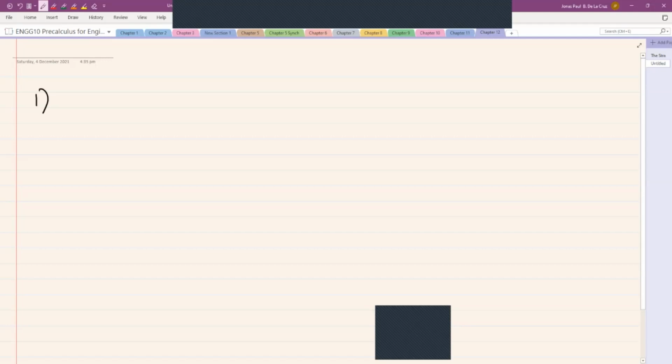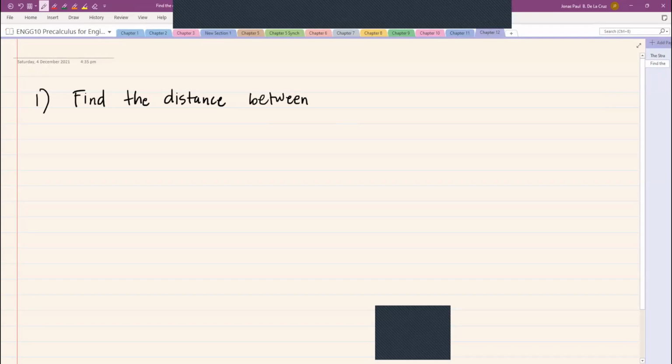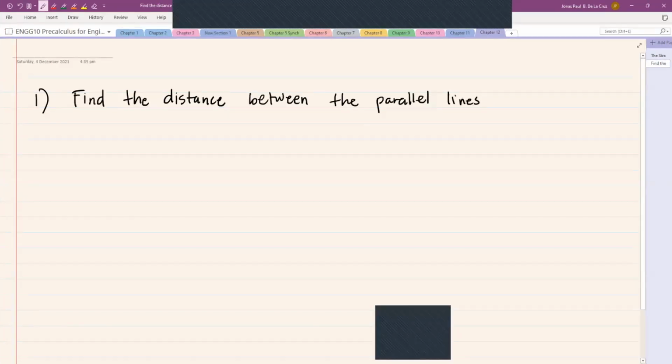Okay, ito. Find the distance between the parallel lines 3x minus y minus 10 equals 0, and 3x minus y is equal to 0. Ito lang yung magsisilbing attendance ninyo. Kopyahin nyo na yung problem.